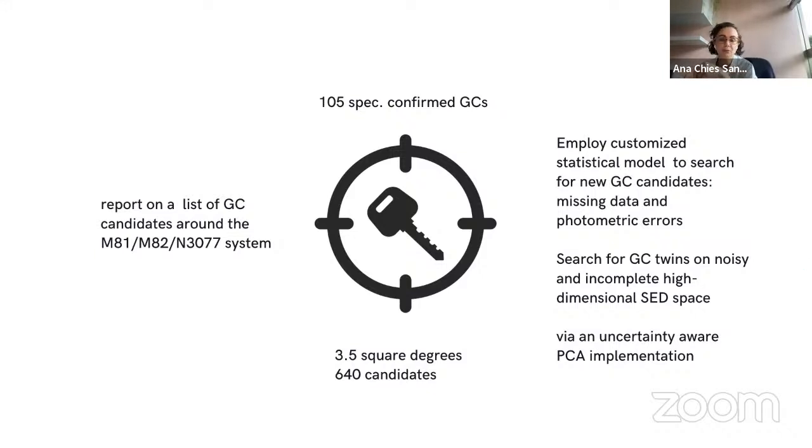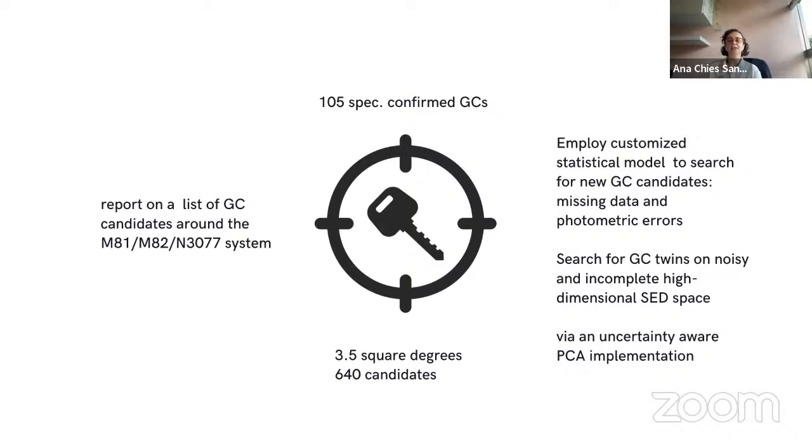We start by performing photometry ourselves, because the normal SExtractor survey photometry will miss the clusters, especially closer to the galaxies. We also make use of Gaia proper motions. We start from a literature sample of 105 spectroscopically confirmed GCs. We developed a customized statistical model to search for new GC candidates that accounts for missing data and photometric errors. We search for objects that look like GCs in the feature space via principal component analysis, taking into account uncertainty.